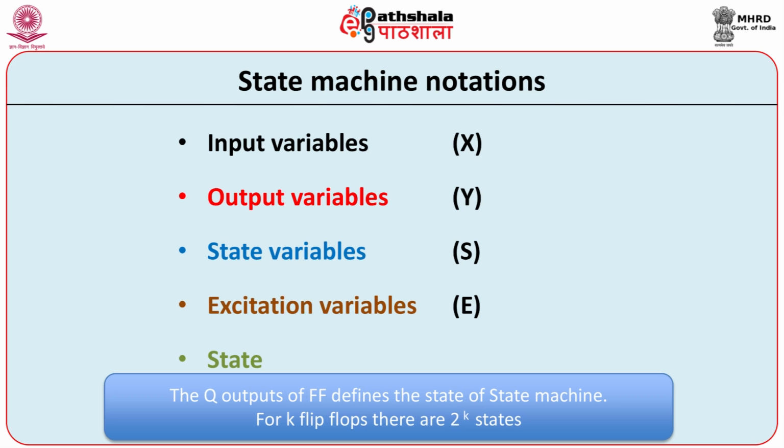The state of sequential circuit is defined by the contents of memory. The state is defined by output Q. Each state of sequential circuit should be unique and unambiguous. So, for k flip flops there will be 2 raised to k number of possible states.